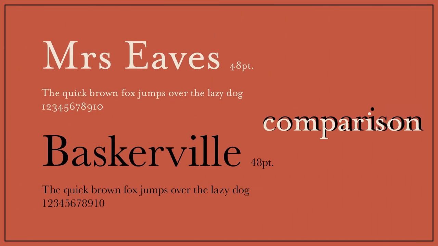In comparison with its predecessor Baskerville, Mrs. Eaves has several notable differences. The smaller overall size is apparent. Looking closer, one can see that Mrs. Eaves uses a reduced X height and smaller set width.